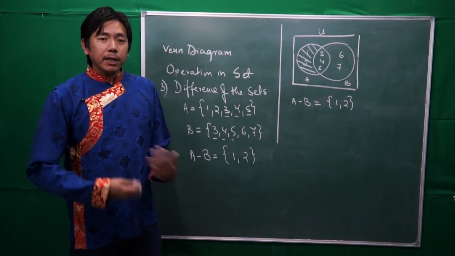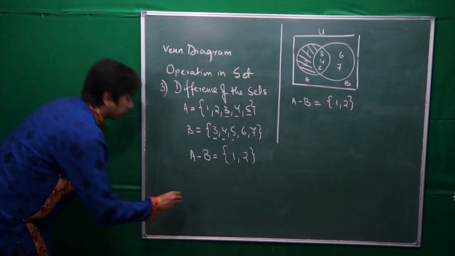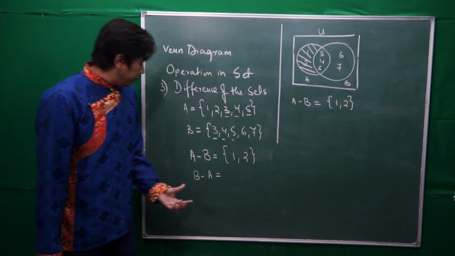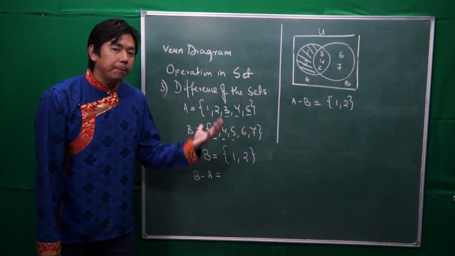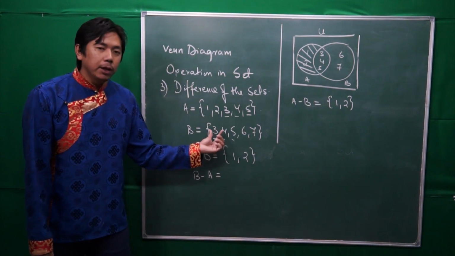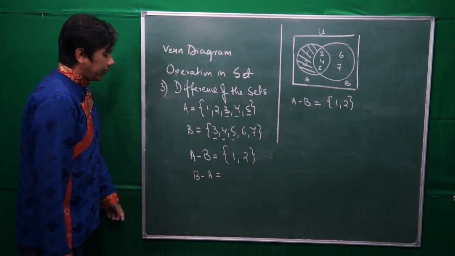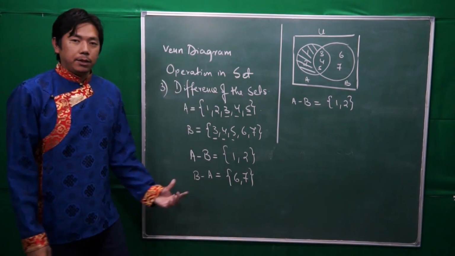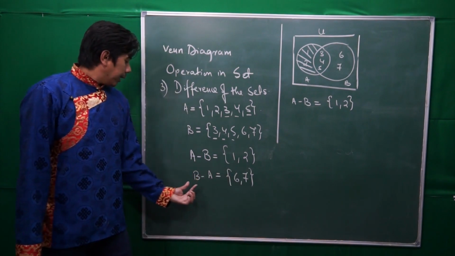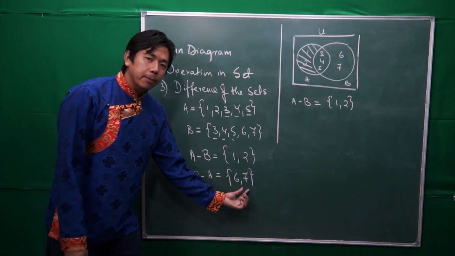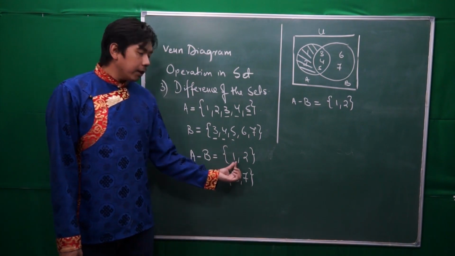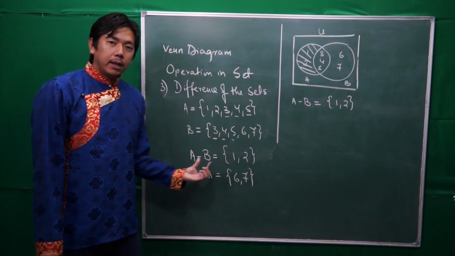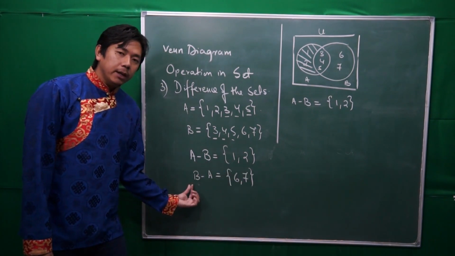Now instead of writing A minus B, if I wrote B minus A, B minus A would be again 3, 4, 5 being repeated in A and B as well. We remove it. What is left? Only 6 and 7. Okay. Can you see the difference? So by writing B first, I'll be getting 6, 7. By writing A first, I'll be getting 1, 2. In each case, what we are getting? The exclusive part only. Exclusive to the first set.